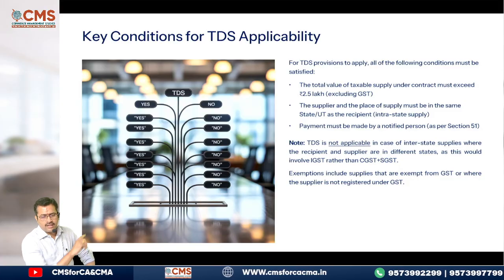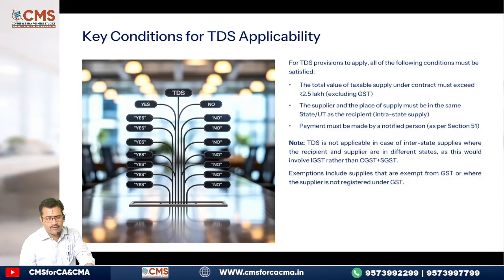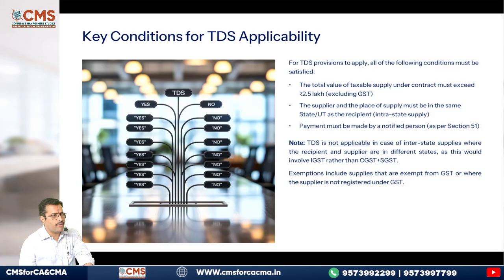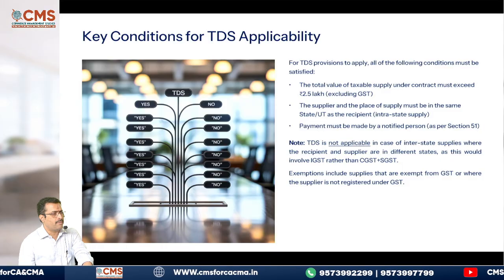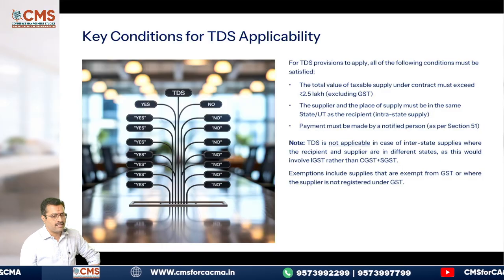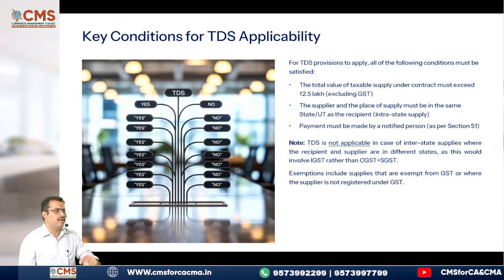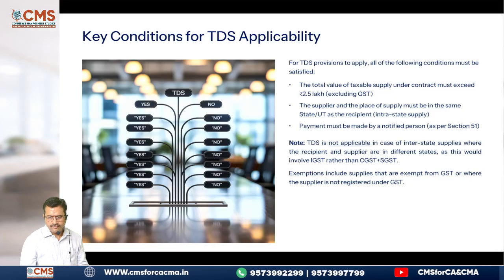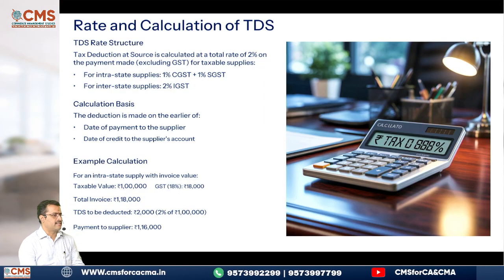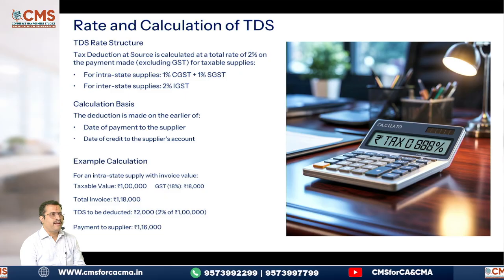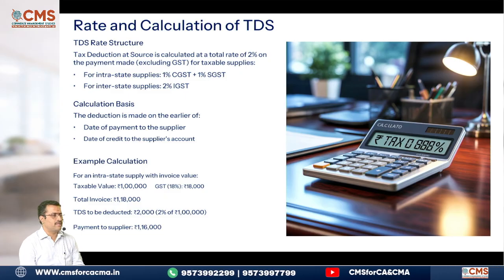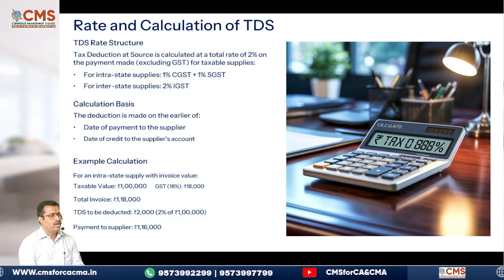Then one more point I have mentioned, please see. TDS is not applicable in case of interstate supply. Note I have given: interstate supply is where the recipient and supplier are in different states. Then the rate of TDS I have mentioned. For intrastate it is 1% CGST, 1% SGST. Interstate it will be 2%.